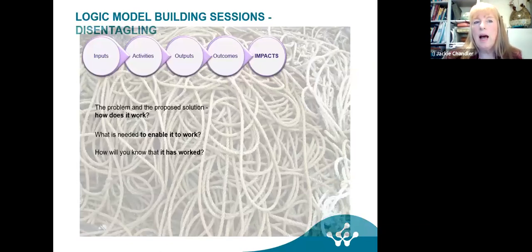So logic model sessions are really working with people to disentangle what the problem is and how they think it works. You're really testing, as people have already said, underlying assumptions, and people do have underlying assumptions about how things are going to work, and you need to challenge that. But you also need to understand how you're going to enable it to work.